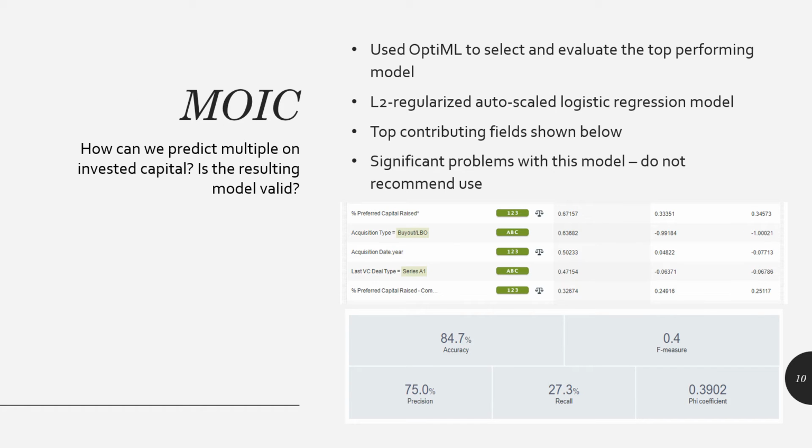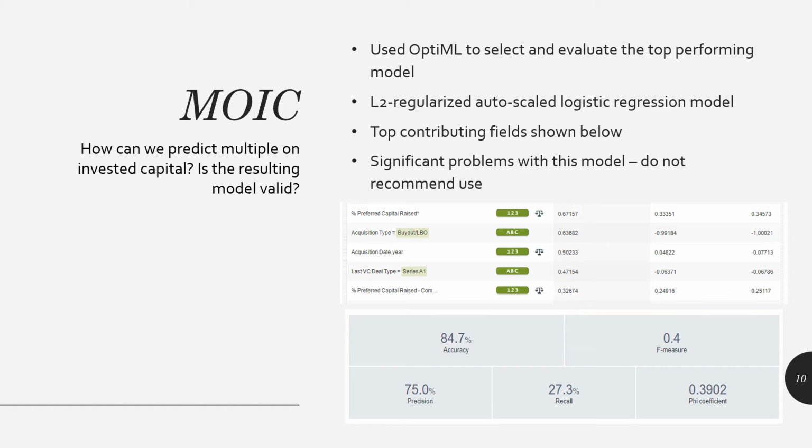The second OptiML generated was to predict MOIC. The top model here was a logistic regression model with percent preferred capital raised, acquisition type, acquisition year, and last VC deal type being the top contributing variables. This model did not perform well. While it was 84.7% accurate and it was quite precise, it did not do well in terms of recall. This means that a very low percentage of relevant results were classified correctly by this model.